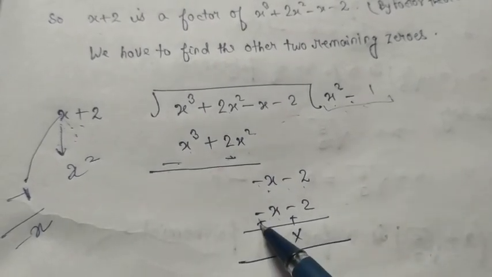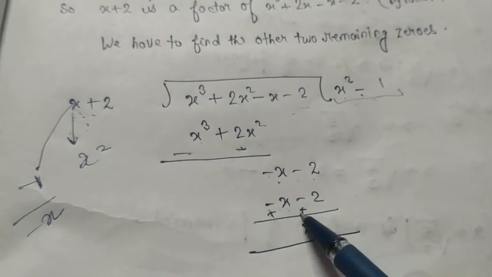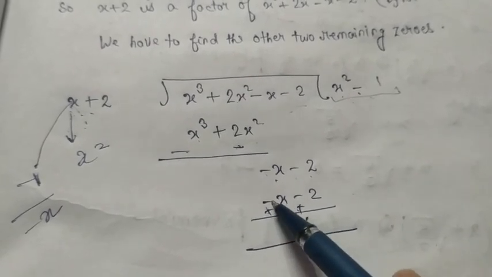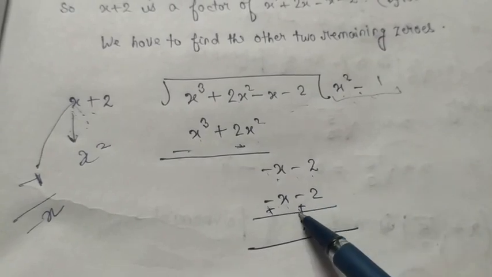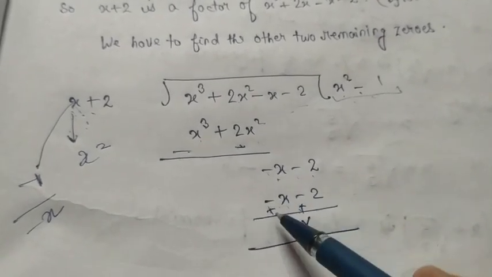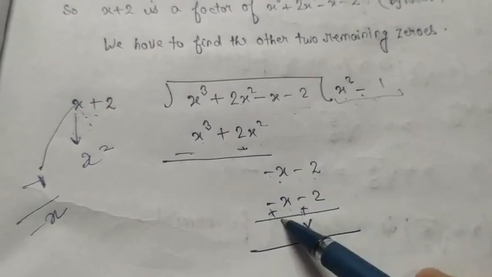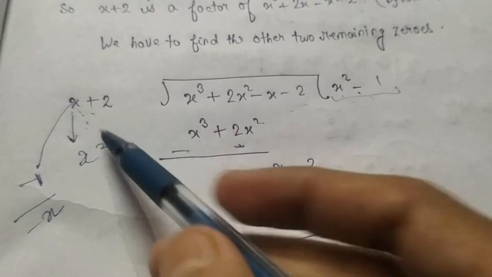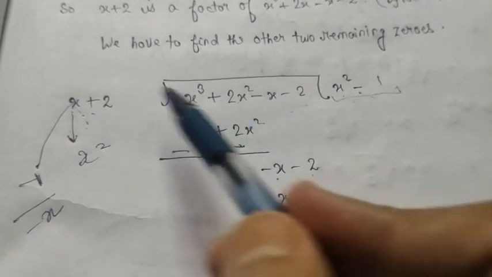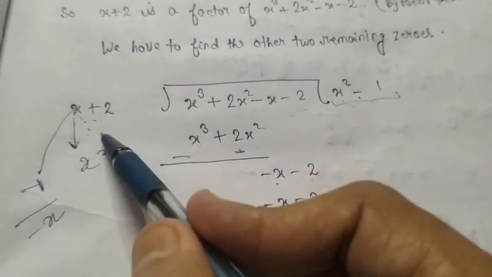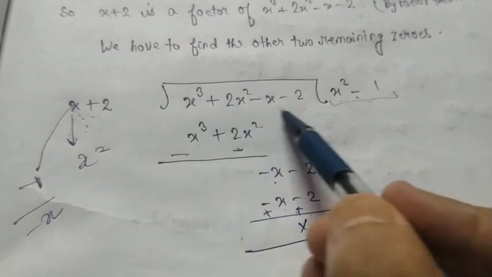Now this will become plus, this will become plus. I told you how to change the sign. Just reverse it. It is minus, then it will be plus. It is minus, then it will be plus. Now we have to consider only the changed sign. So minus x and plus x will be cancelled, and minus 2 and plus 2 will also be cancelled. So you can see now, when you have divided this by this, the remainder becomes 0. That's why x plus 2 is a factor of this.